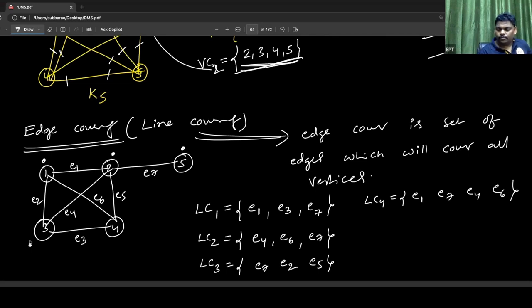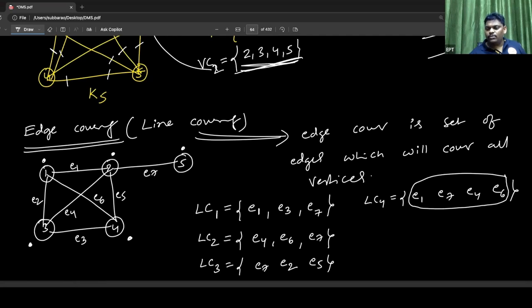Next, E6. This is covered. Now, one small question I want to ask you. If I delete any edge from this set, E1, E7, E4, E6, can I still cover all vertices, or is something left out? Give the answer.